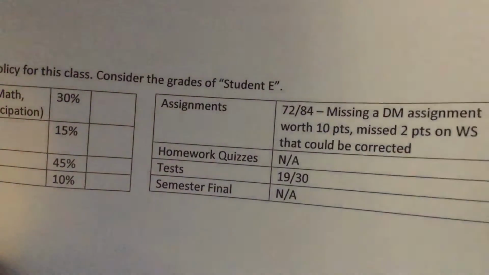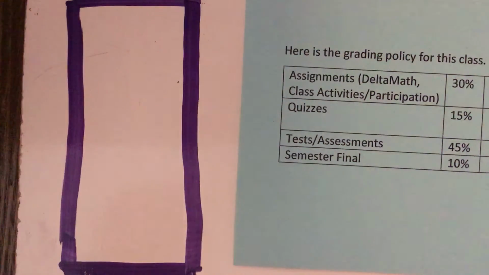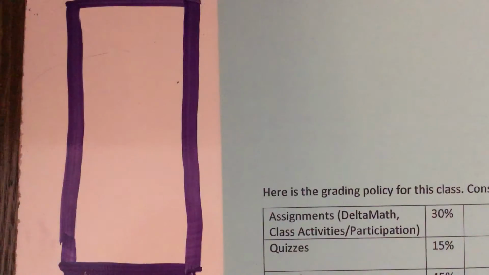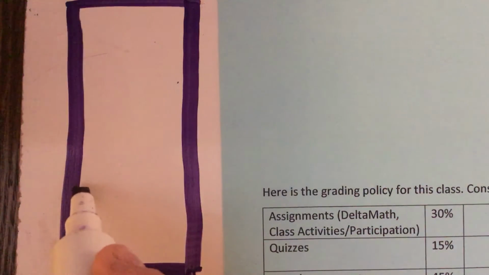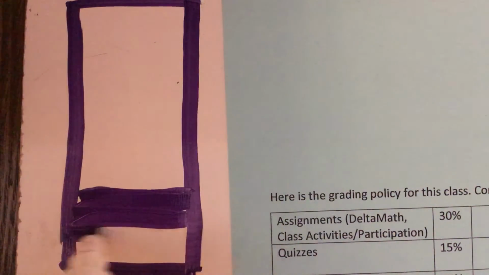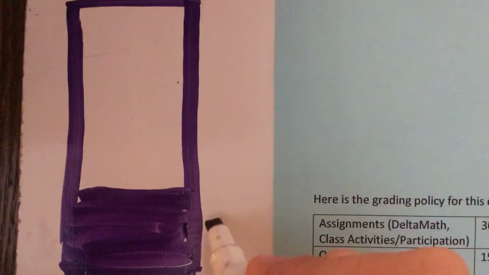So I've got this water glass drawn on my whiteboard here. I want to kind of give a visual as to how this works. If student E, let's call him Ed, gets a perfect on all of the homeworks, that would be 30% of the grade that has a perfect score. So if the grade is kind of a water glass here, I can add in 30% of that, which is roughly a third. So I can fill it in here, right? All right, fill it in. That's 30% of his grade.